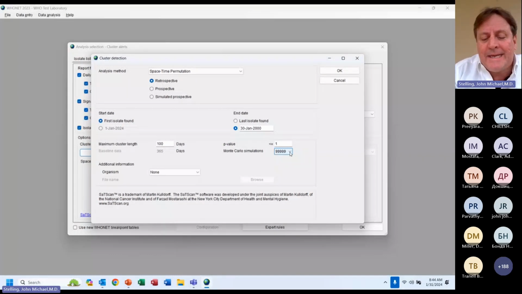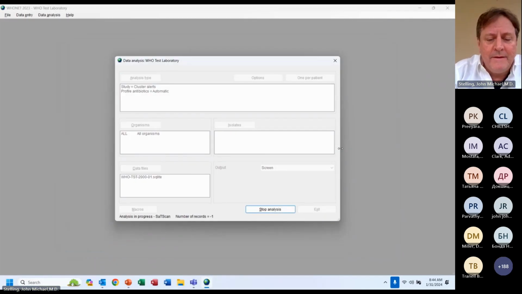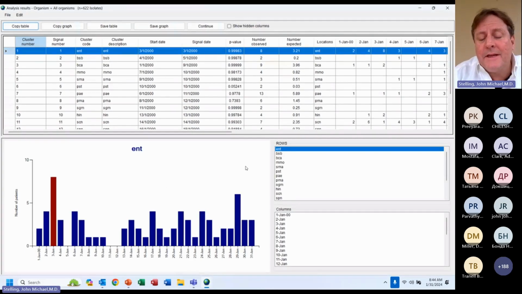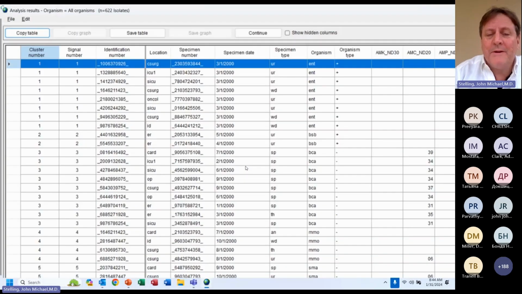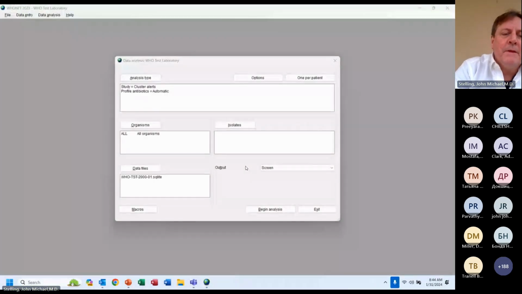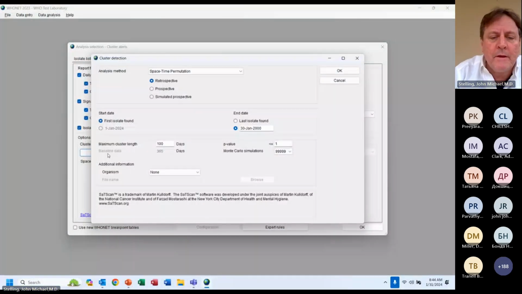I'm going to put 99999 now. And as you can see, it did take a little bit longer. But if you have a slow computer, you can tell the difference. That particular feature we don't change very much.